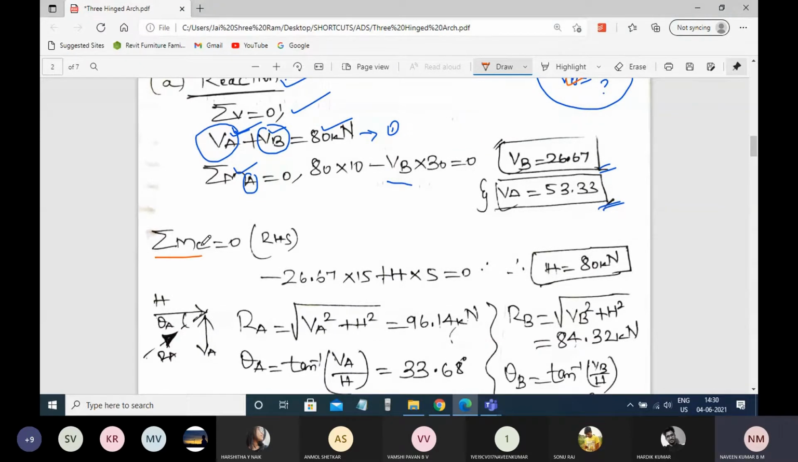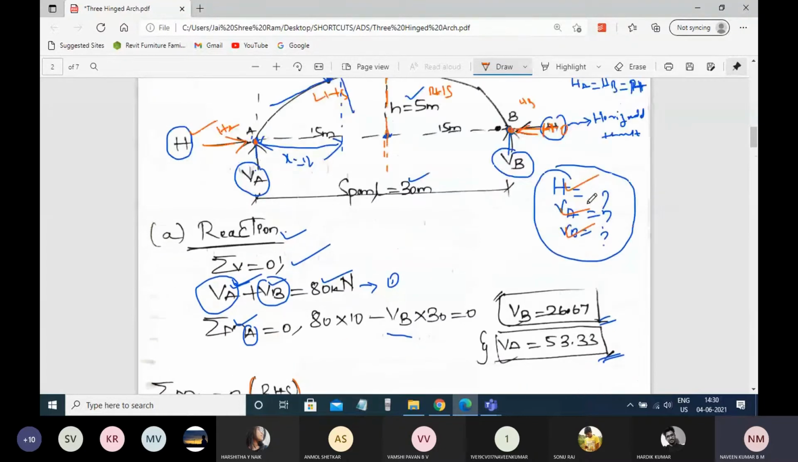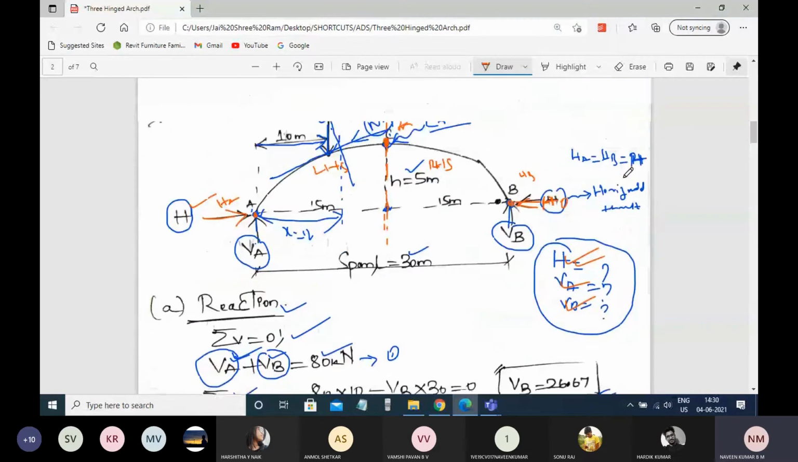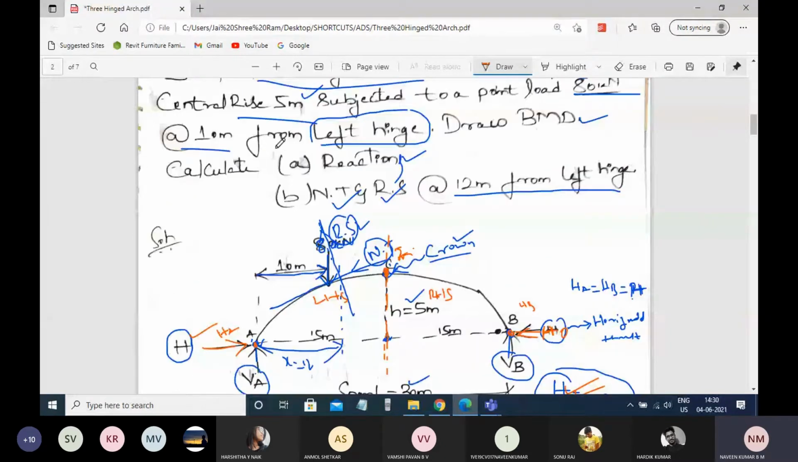We have considered moment at C, RHS, only RHS, where we'll get the perpendicular distance per H, and we have a reaction at VB, right? So for that, the perpendicular distance is 15. Later we'll discuss. Okay, so by this way you can get these reactions.